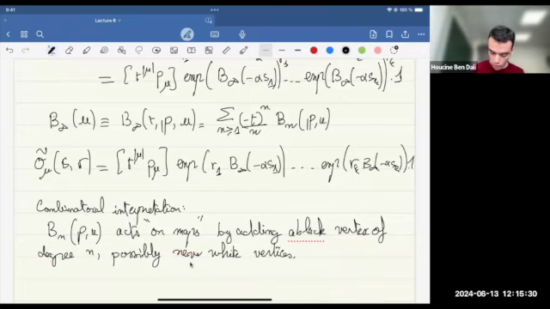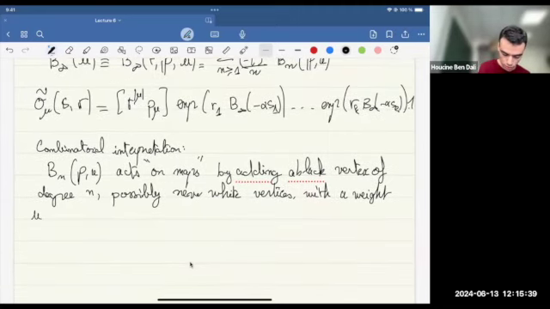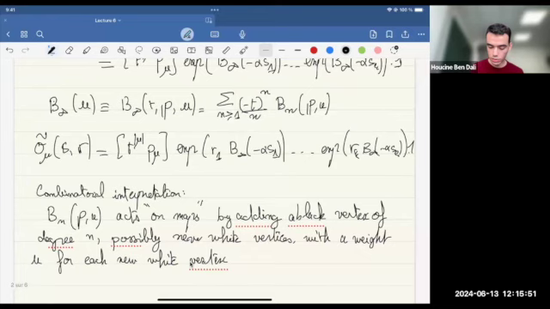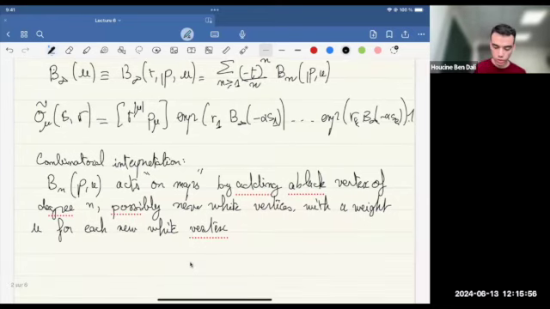And with the condition that we add a weight equal to u for each new white vertex. So this is how we obtained this combinatorial interpretation of the characters the first time. But now the only difference that we had with this construction of characters in the multi-rectangular coordinates is that we have these r_i's and the exponentials.